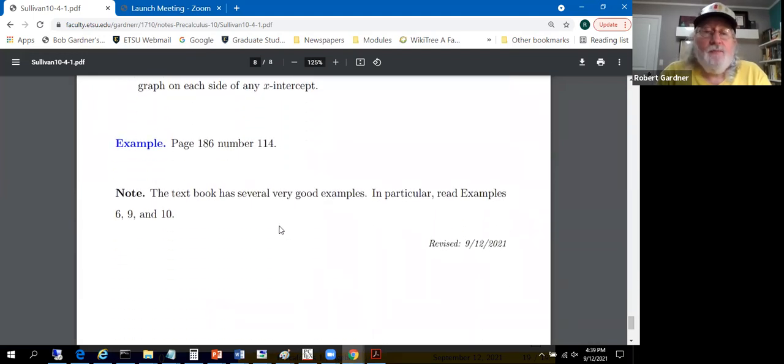Well, parting comment, read the book. It costs enough. There's some neat worked examples in the book. Examples 6, 9, and 10 from this section are worth looking at. They'll analyze them similar to the way we analyzed this number 114.